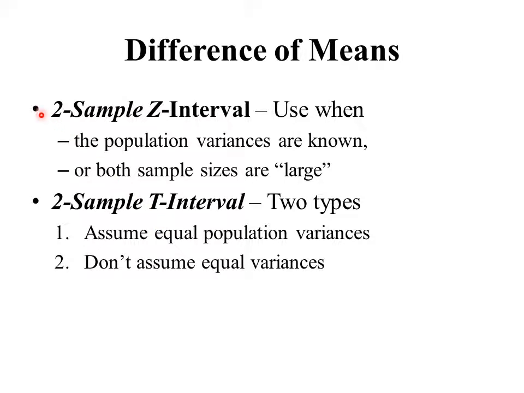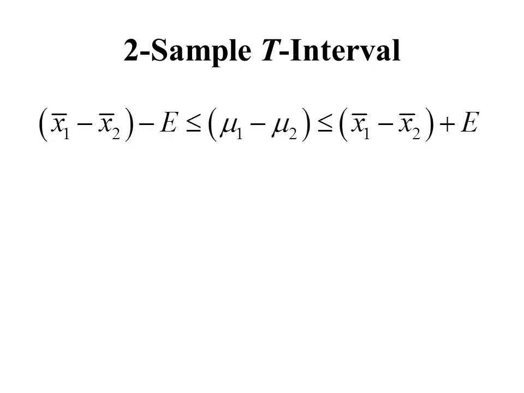We're going to use the two-sample z-interval when either we know the population variances or both sample sizes are large, large here meaning 30 or bigger typically. It's rarely the case that we know the population variances, so we're going to focus more on using the two-sample t-interval. There are two types of t-intervals: one in which we assume equal population variances, and a second type where we don't assume equal variances. Both of these types of t-intervals have the same basic form.